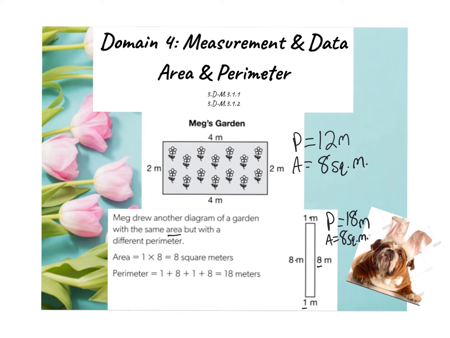Okay, so here we have 2 different shapes. Same area, because 4 times 2 is 8, and 8 times 1 is 8. But the perimeter, when you add up all the sides, this one, they're different. So Meg's garden is 12, and then her other diagram is 18 meters as the perimeter.